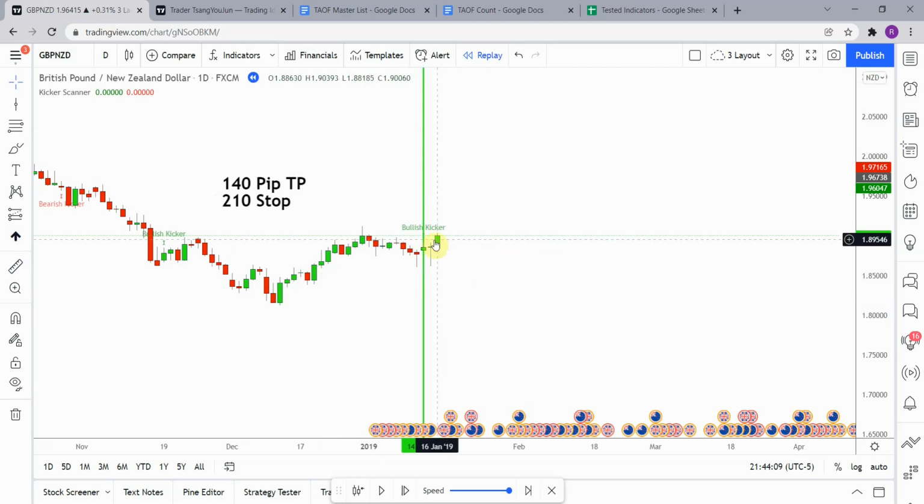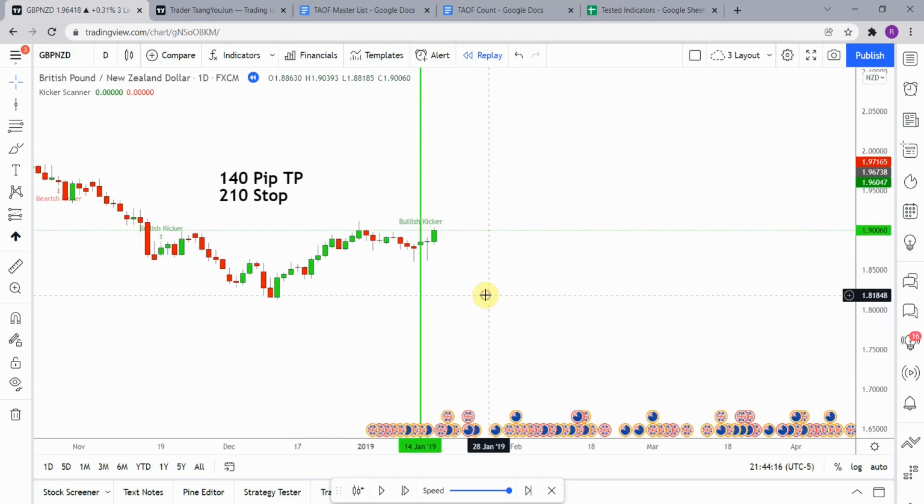We pick up our first signal right there. That is a long signal, and you can see price action pushes up pretty nicely there, getting us to the take profit pretty easy. Let's go ahead and continue on.